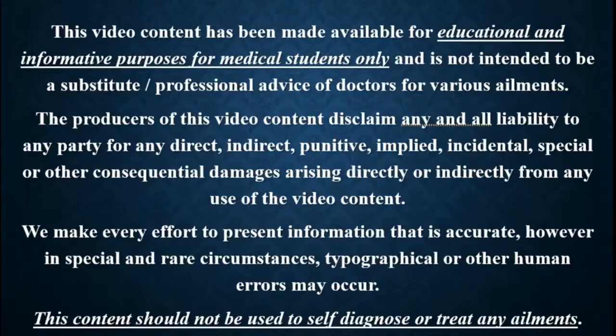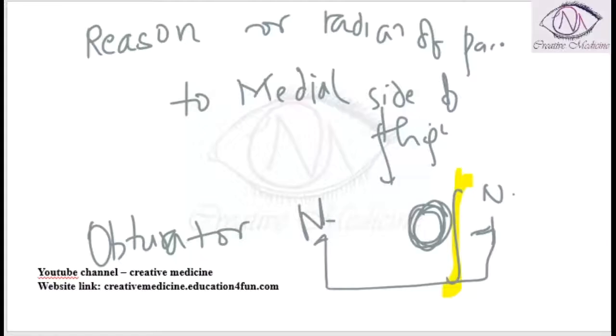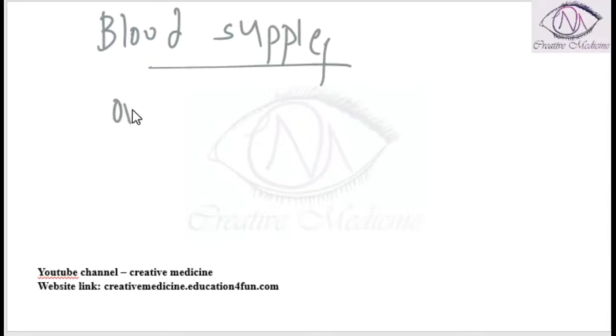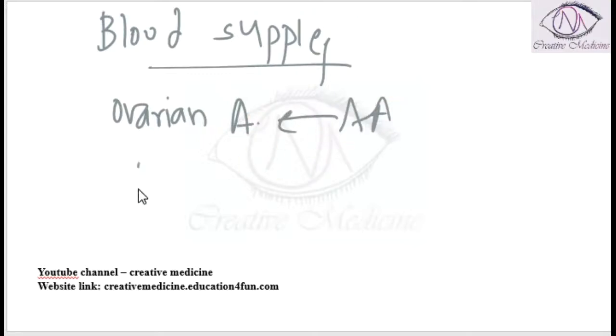In this lecture, we will learn about blood supply. Blood supply of the ovary: the ovary is supplied by the ovarian artery, which is a branch of the abdominal aorta at the L2 level. Venous drainage of the ovary is by the ovarian vein.